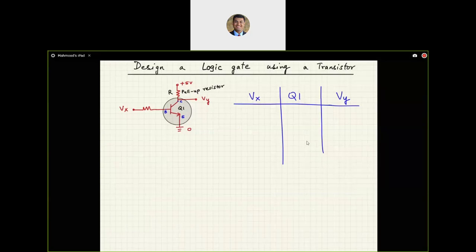Now I'm going to try to relate the connection between a logic gate and a transistor. So let's say our goal is to design a logic gate. I don't know which logic gate it is going to turn out to be just yet, but my goal is to design a logic gate using a transistor. So let's take the approach of, say we have one transistor, in this case Q1.